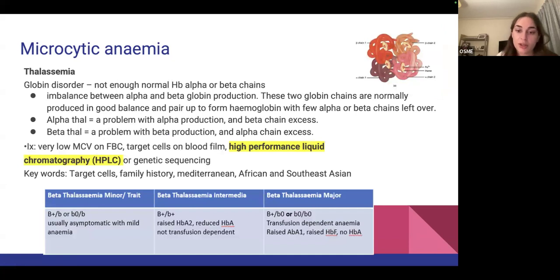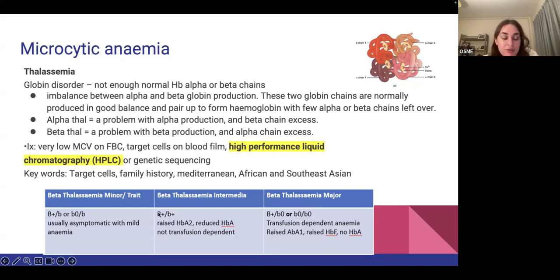So thalassemia is your next hitter for microcytic anemias. It's a globin disorder, and it's due to a mutation which causes either poor production of your alpha chains or your beta chains. So in alpha thalassemia, you get poor production of this alpha chain, which means that your body compensates by overproducing the beta chains, and it's poor hemoglobin that doesn't function as well. And in beta thalassemia, it's the opposite. The way this is diagnosed is high performance liquid chromatography, and they may give you the results, but I think it's less likely to occur.